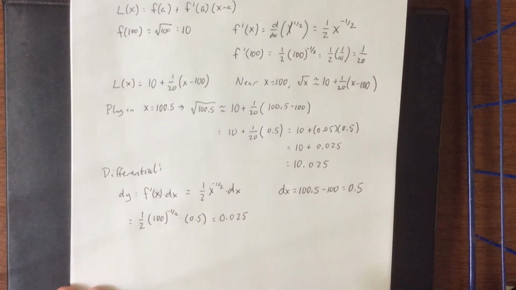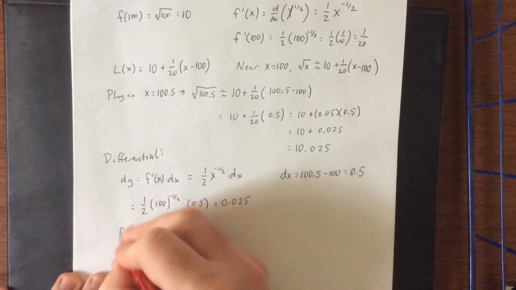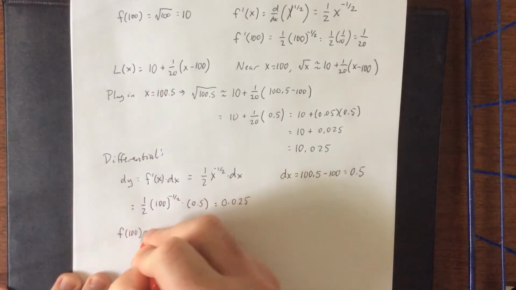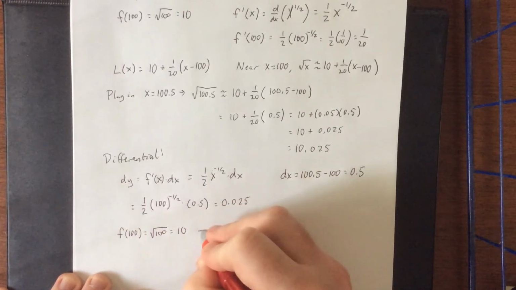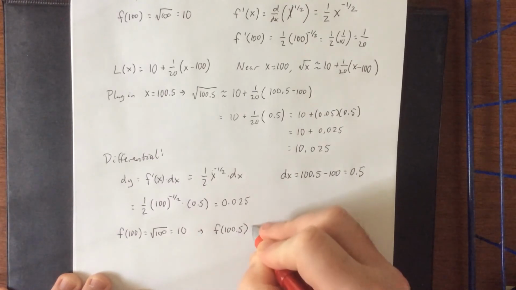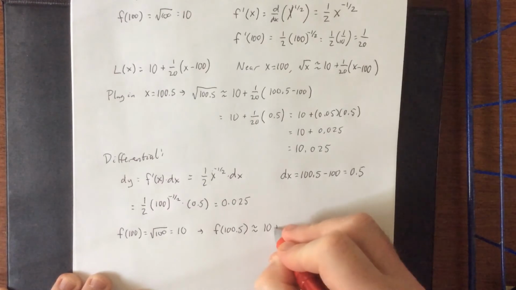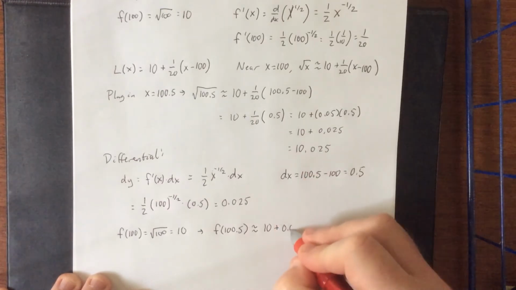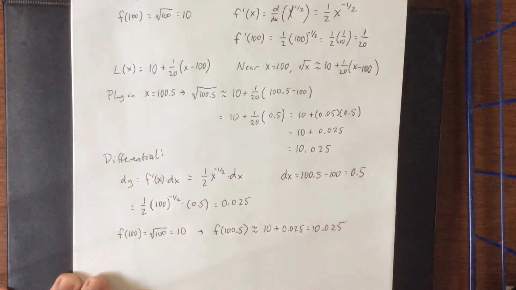To get the actual value, we would add that to the original value of y. So f of 100 was equal to the square root of 100, which was equal to 10. So that means that f of 100.5 is going to be approximately equal to the y value that we started with, plus whatever the change in y was, giving us once again 10.025.